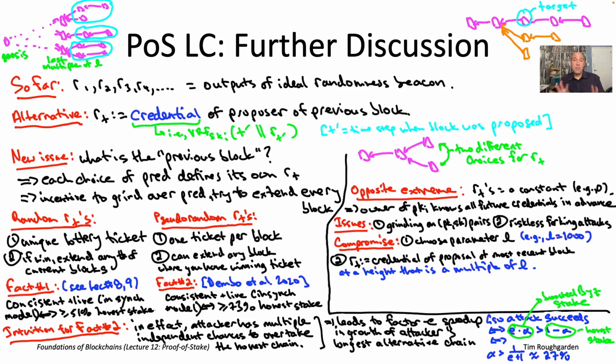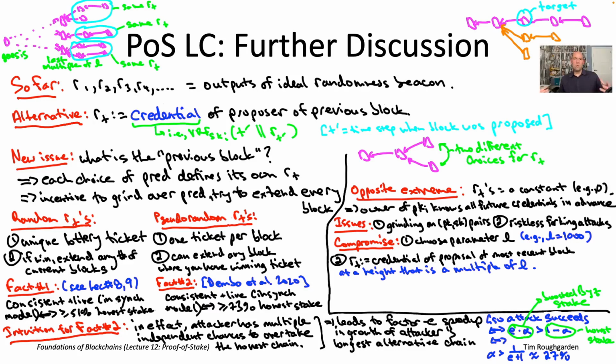So you really can think of this as a kind of hybrid between our 2 extremes. Within a group, you basically get 1 lottery ticket. So you can extend either all or none of the blocks within one of the light blue circles. That's just like what we had initially with our ideal randomness beacon. Across groups, you get independent lottery tickets, just as we had in our initial proposal for how to do pseudorandom seeds. So, a single lottery ticket for each group, independent lottery tickets across the different groups.